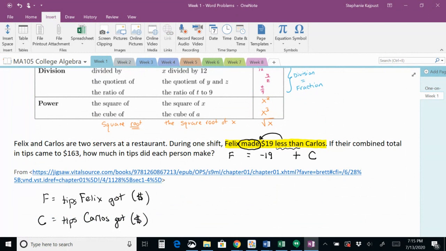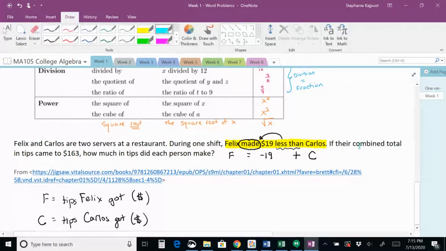Now, if you have two variables, we need to have two equations in order to solve, because this equation by itself isn't going to tell me anything. I need one equation with one variable. So this is where the next sentence comes in. It says if their combined total in tips came to 163. So we've got combined total in tips came to 163.